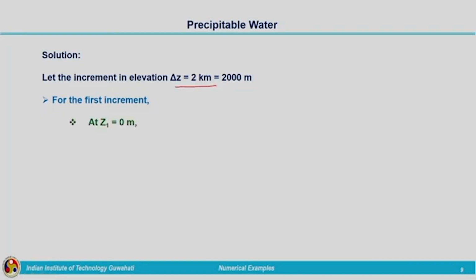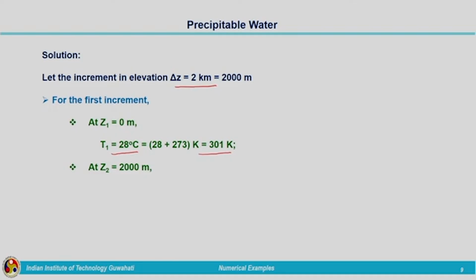That is why I have divided into 6 strips which are having 200 meter depth. So, for the first increment, Z1 equal to 0 meter, that is at the ground level, and Z2 is 2000 meters. We have given in the question T1 is equal to 28 degrees Celsius, corresponding value in Kelvin will be 301 Kelvin.